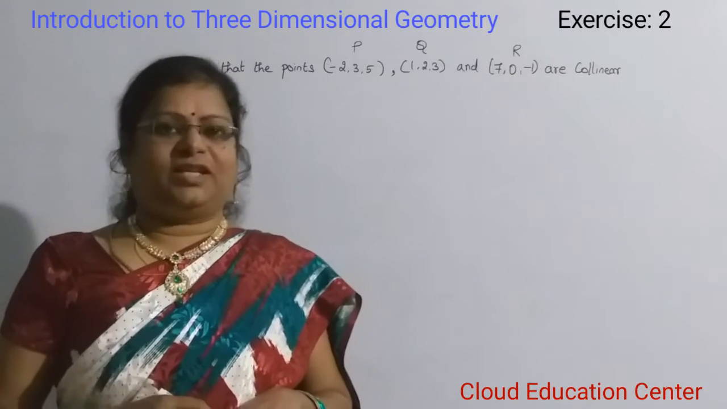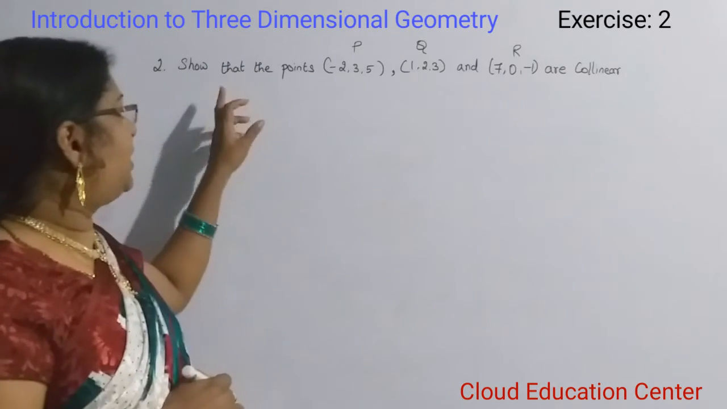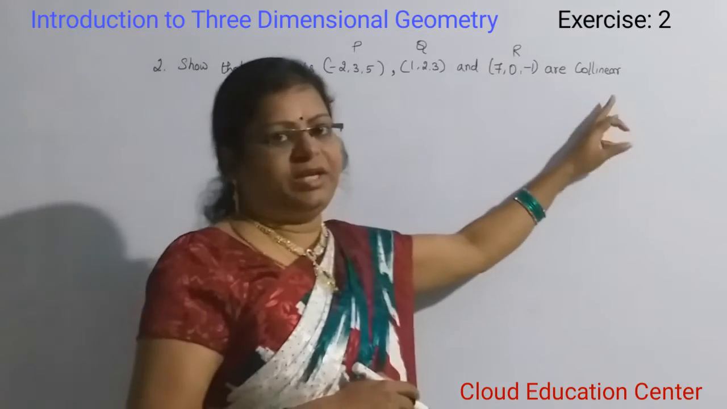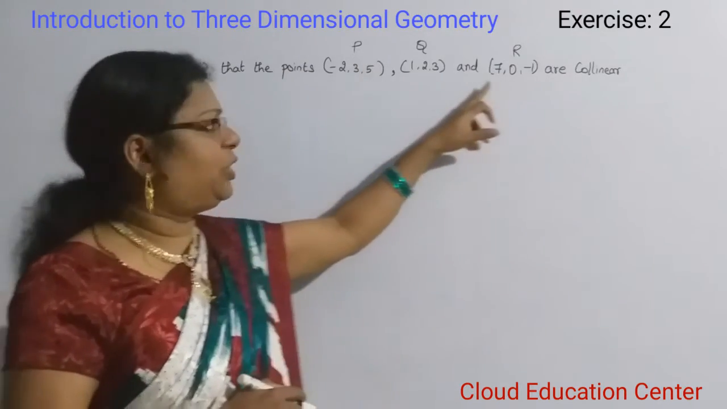Hello everyone, now we'll solve the next problem. In this problem, they are asking us to show that these points are collinear points. These points are taken as point P, point Q, and point R.